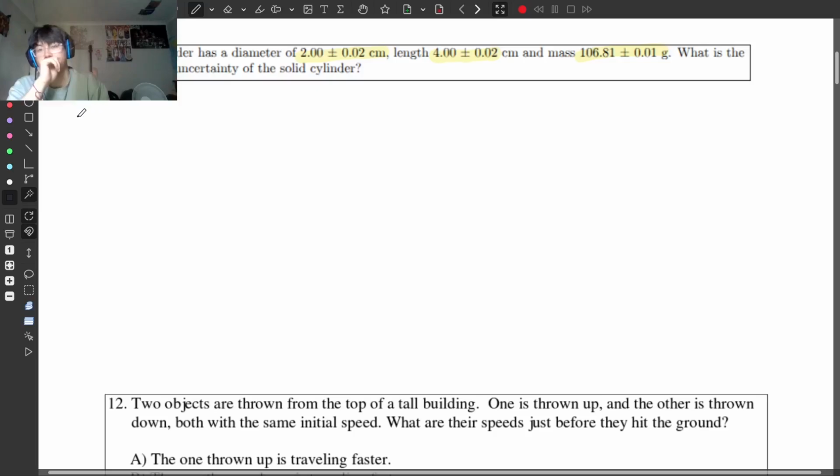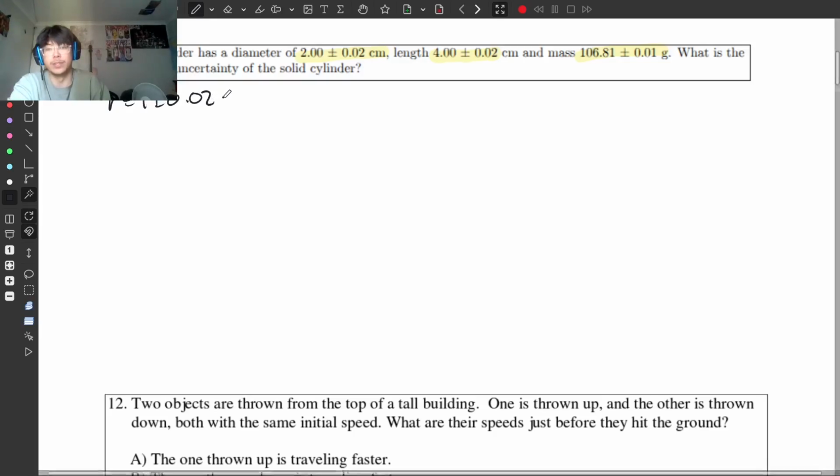What I want to do first is convert these units into SI units. I also noticed that we have a diameter, and the formula for the volume of the cylinder, which we will need, is dependent on radius, not diameter. So our radius will be 1 plus or minus 0.01 centimeters, because I'm just getting half of the diameter.